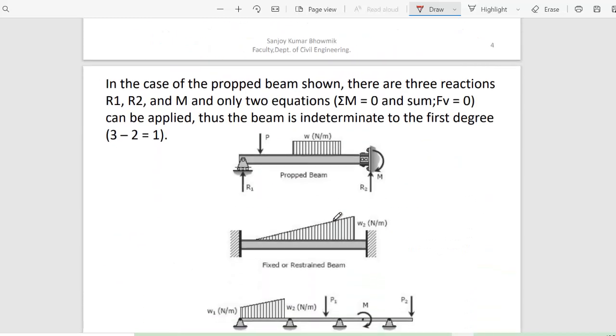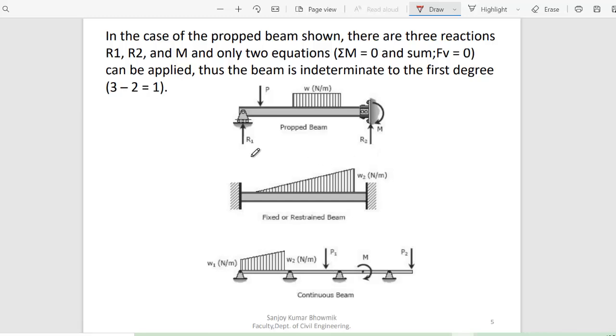So here you can see that for this one, as I said, there are 3 reactions, right? Yes, sir, fixed support. If you consider it this way, 4 minus 3. So for this one, it will be 1 degree of indeterminacy.